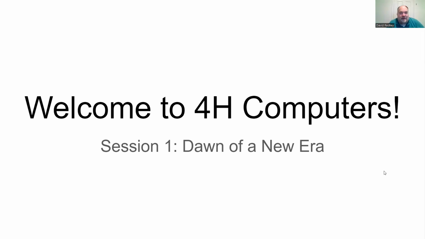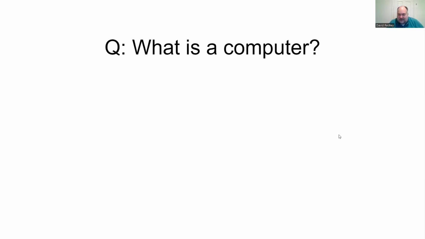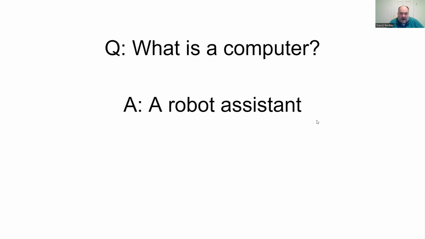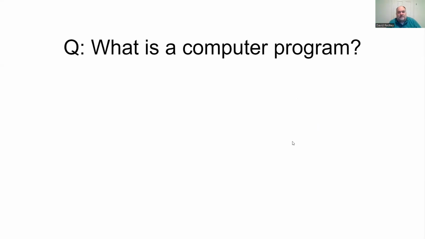We're going to start off by asking a question. What is a computer? Well, a computer is like an assistant that can help you solve problems or do some of the work that you would otherwise have to do for yourself. But it's a robot assistant. It's a machine, not a person. So it's going to act in some ways a little different from a person, and in some ways, maybe even better than a person. So, what is a computer program?